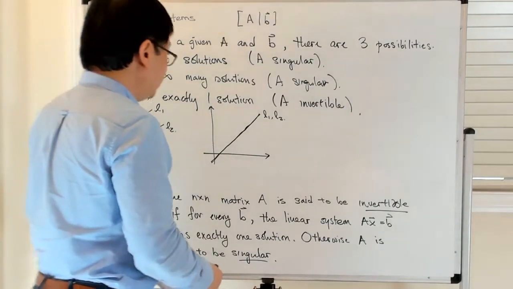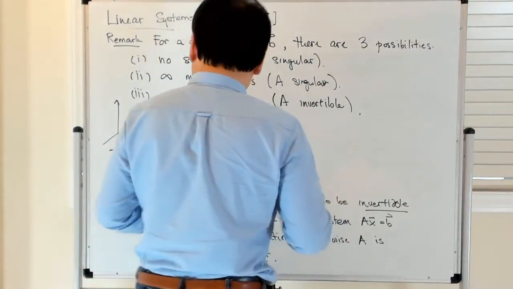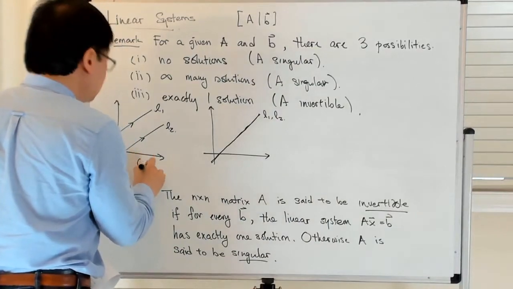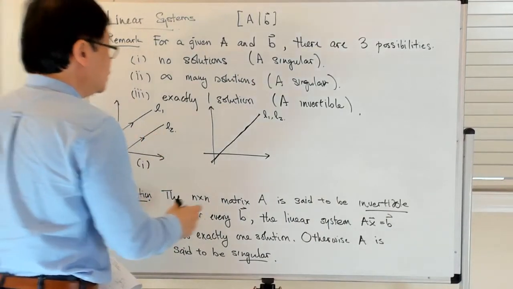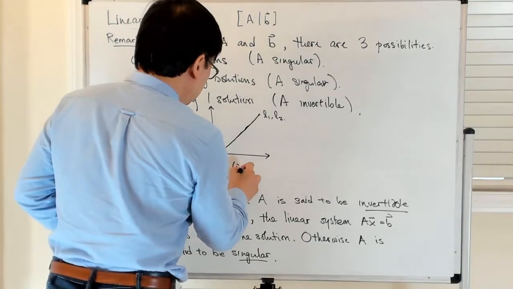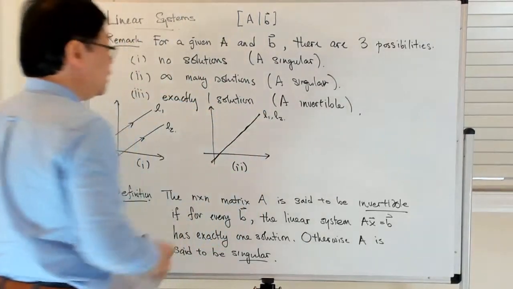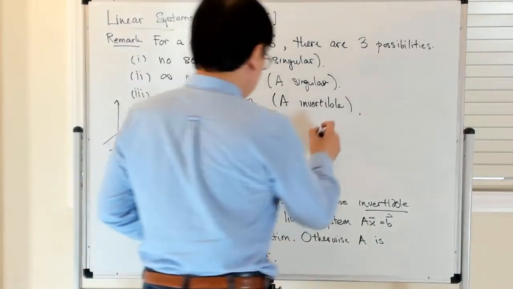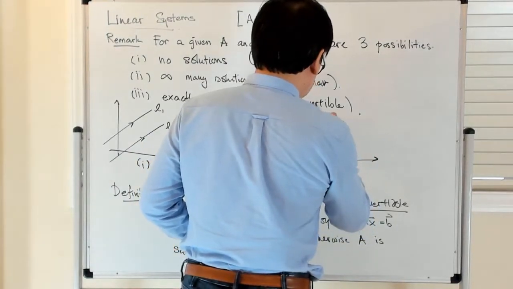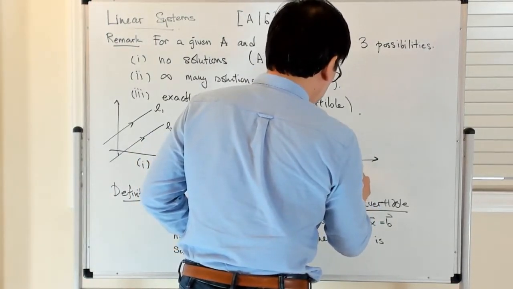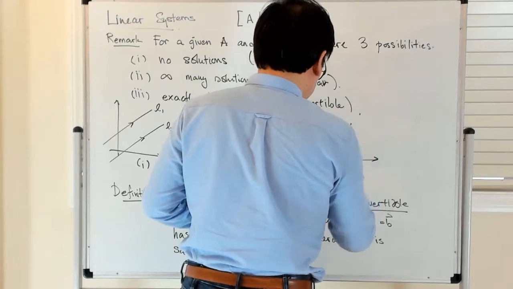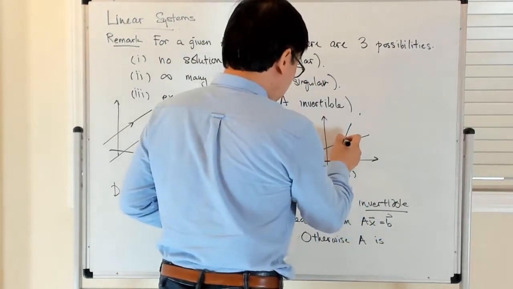Right, so this is case 1, which is no solutions. This is case 2, where there's infinitely many solutions. And then this is the generic case, which is case 3, where there's just one unique solution.